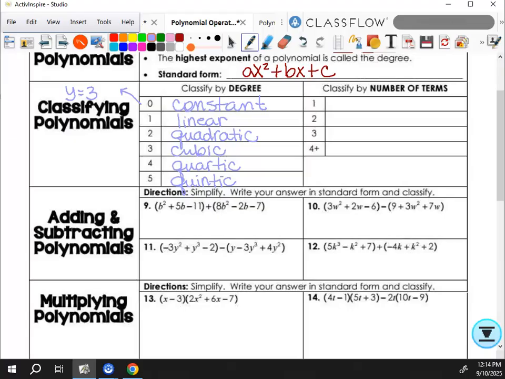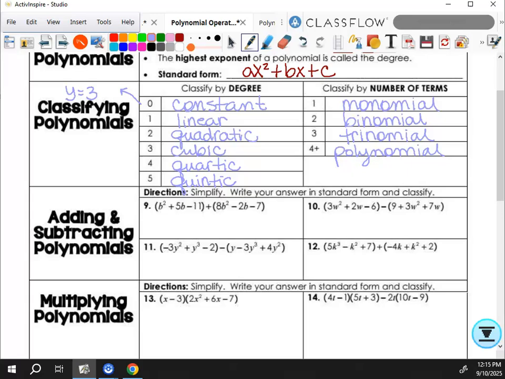Number of terms. So if we just have one single term, that is a monomial. 2 terms would be a binomial. So what would 3 terms be? Trinomial. We do not have a quadnomial or anything like that. Past trinomial, we just call those polynomials. Okay. All those terms sound familiar?